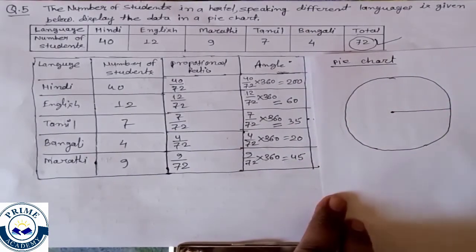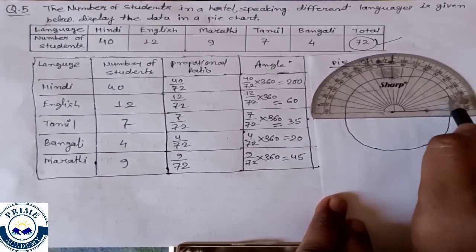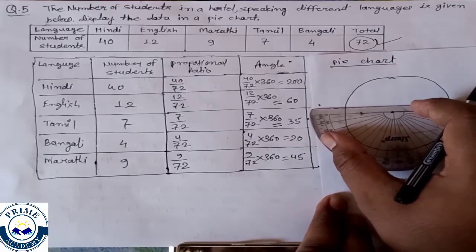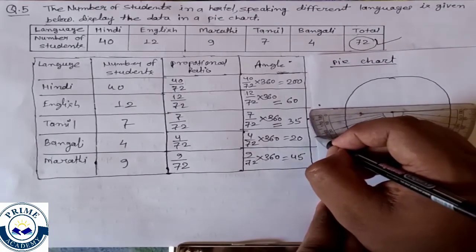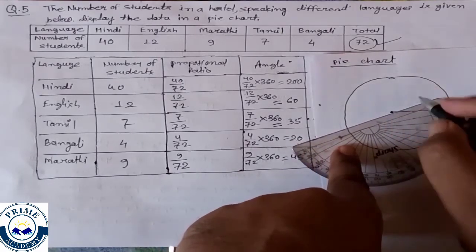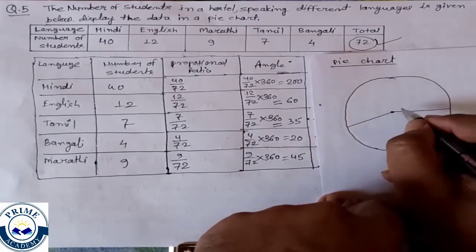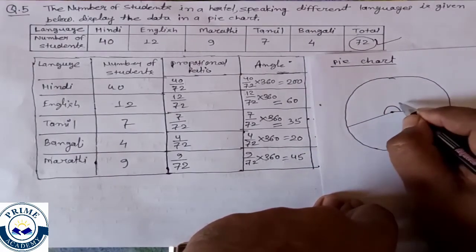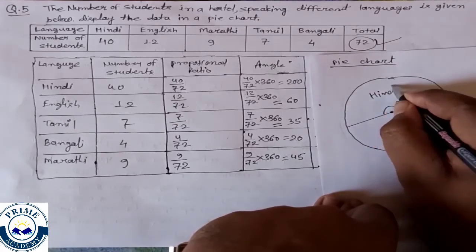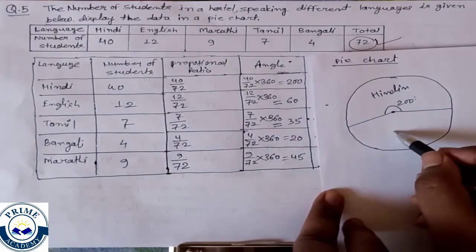By the help of this protractor, you mark this is 180 plus 20 more, right? You will get 20 over here. You just join this one, right? So you will get this angle is 200 degrees. This is for what? This is for Hindi. So the Hindi is over. Now move on to the next.